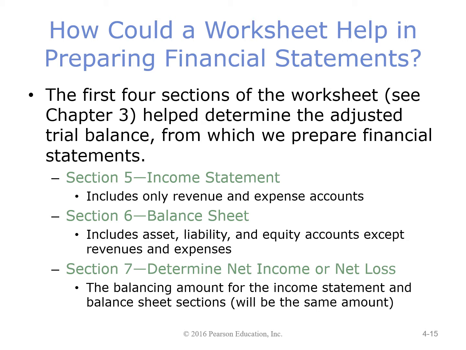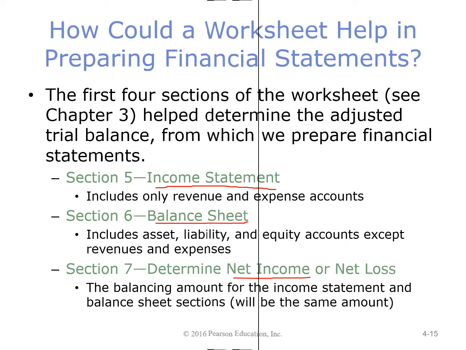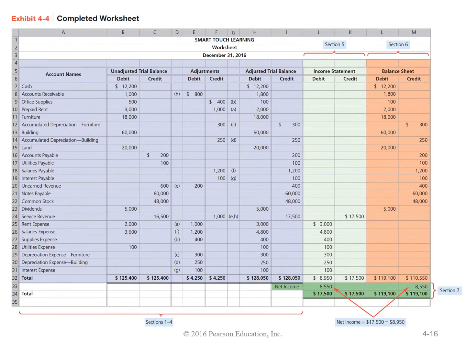The first four sections of the worksheet, as we are going to see now, help to determine the adjusted trial balance. We are including income statement and balance sheet items, and determining the net income or the net loss. To understand, the worksheet is a sheet, as you can see here. We are listing the unadjusted trial balance. If we have any adjustments, we are going to do them, and then we will have the adjusted trial balance.